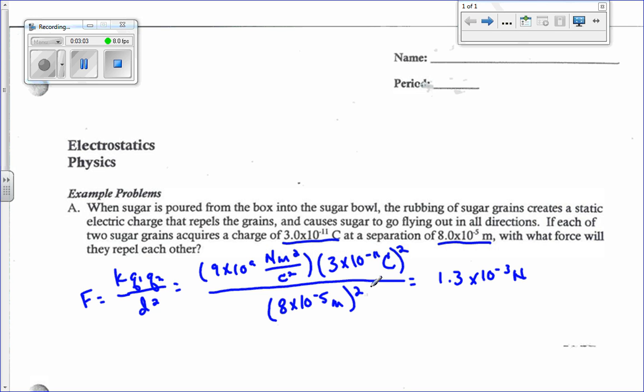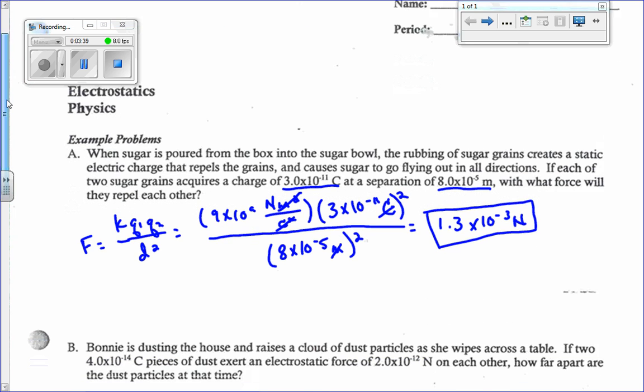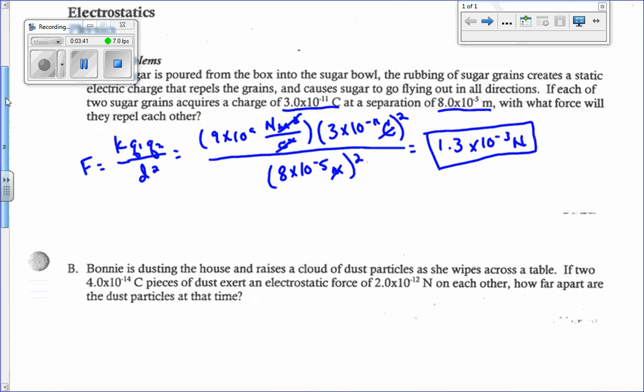For these units, notice meters down here will be squared. So this meter squared will cancel with this meter, and then this coulomb will be squared, so it'll cancel with coulomb squared. And then the unit that you're left with is the newton, so that's what we put on our answer. And newton is the unit for force. Jalen, what's your question? You answered it. I was going to ask you what was under and squared. Okay. So that's example A.